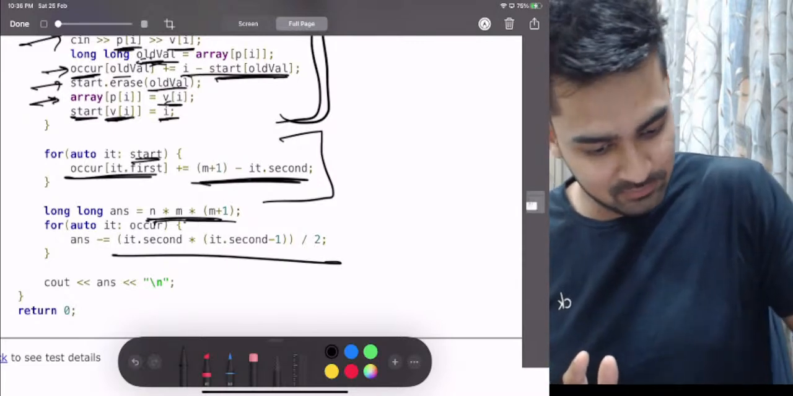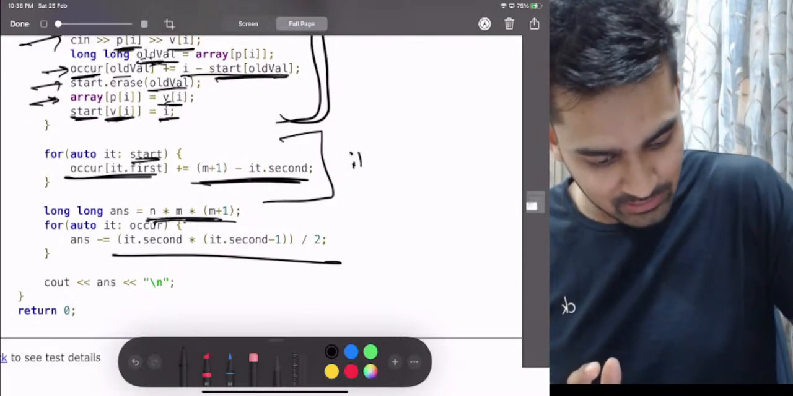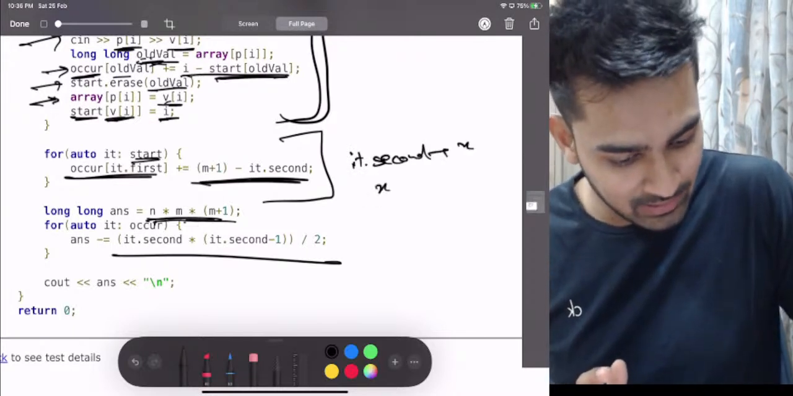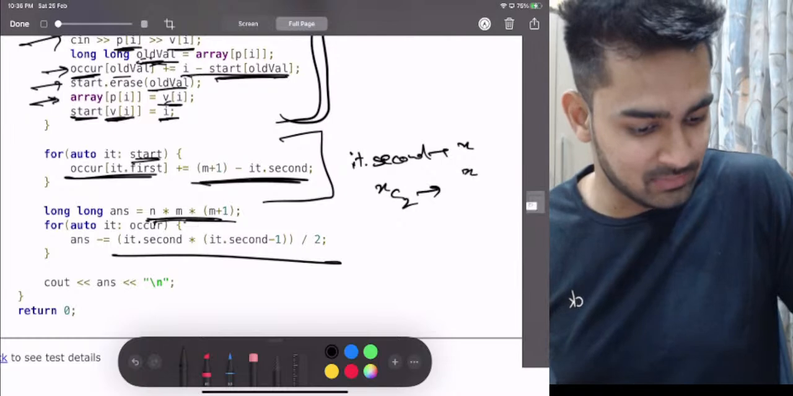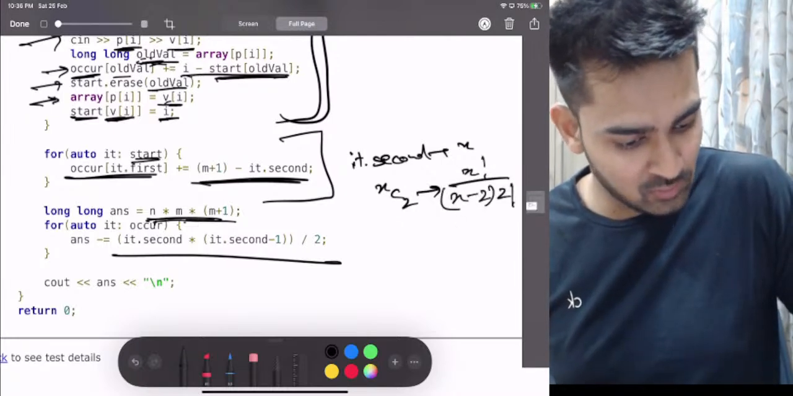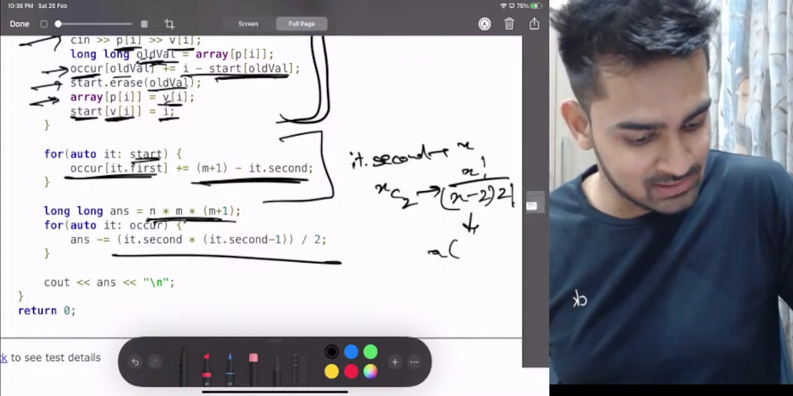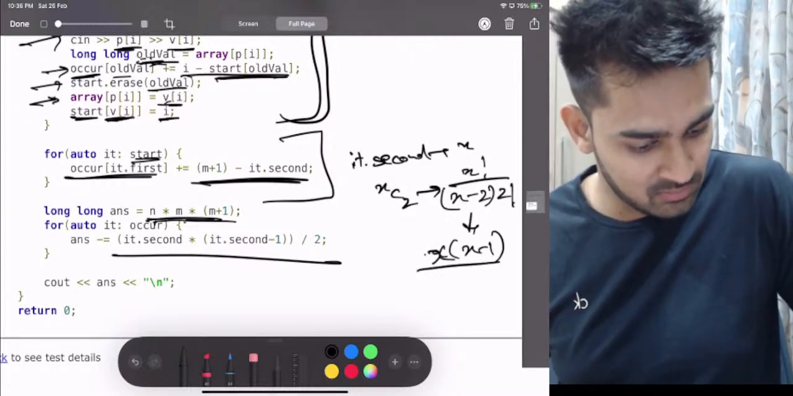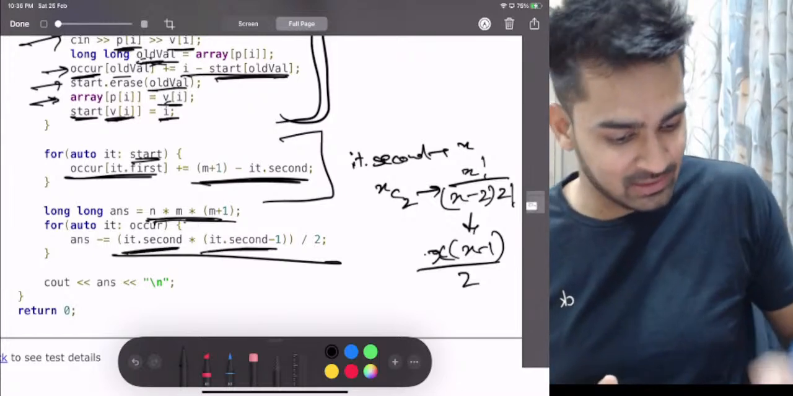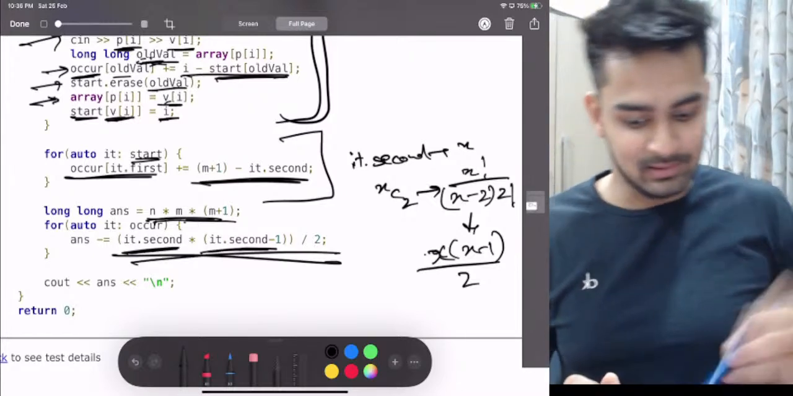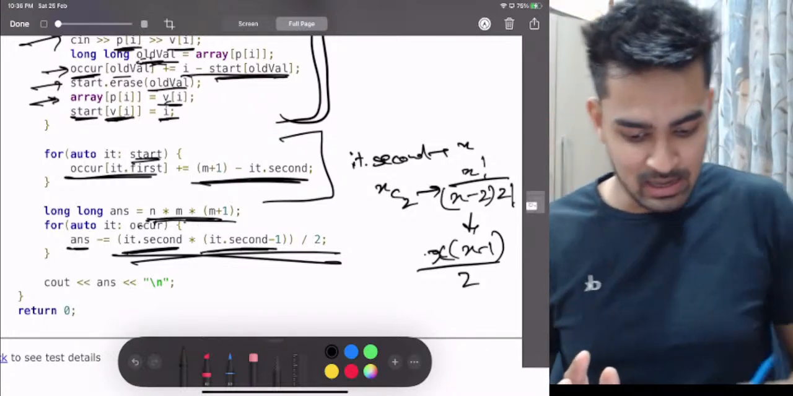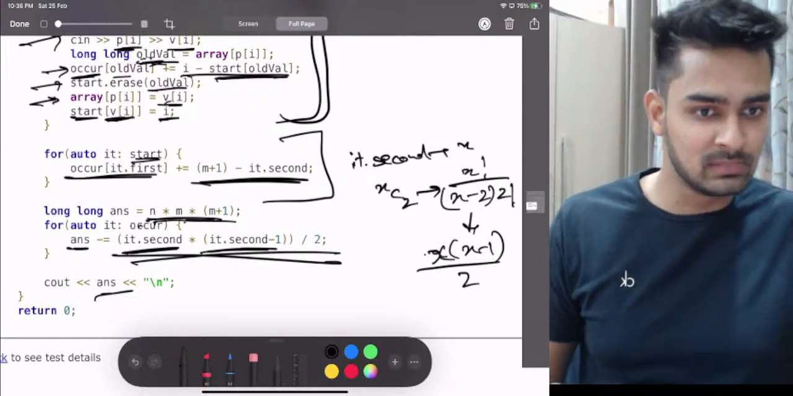Let's say it dot second is x and I had to find xC2. xC2 is nothing but x factorial upon x minus 2 factorial times 2 factorial, which is nothing but x times x minus 1 by 2, which is what I'm doing: it dot second times it dot second minus 1 by 2. This I'm subtracting from the answer for every occurrence. And then I just print out the answer. That's it.